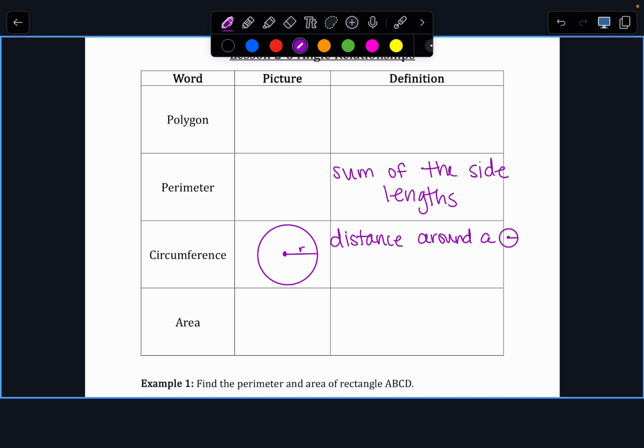Raise your hand if you remember how to calculate circumference. Pi. Okay, pi times d or 2 pi r. The area of a circle is pi r squared.